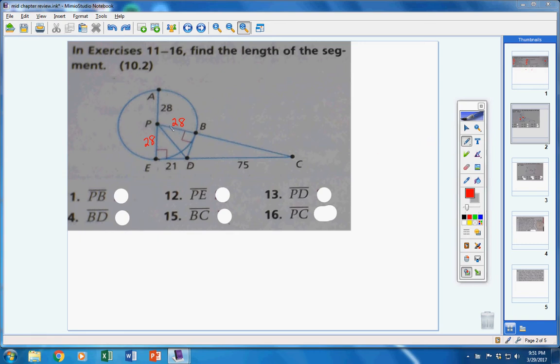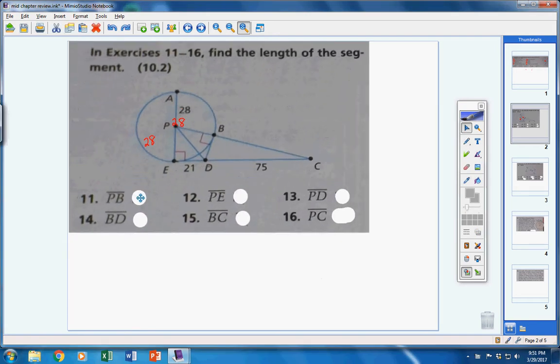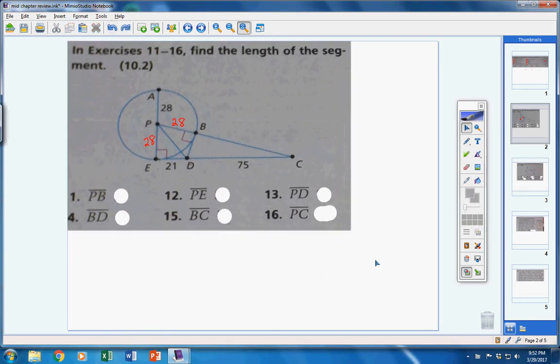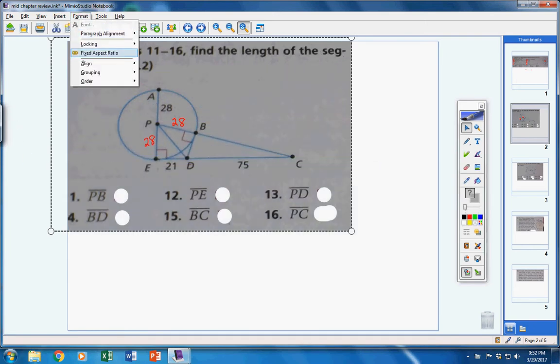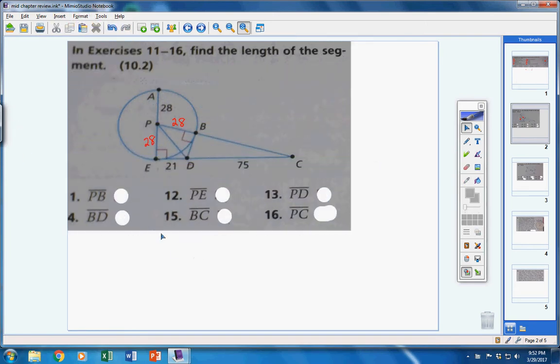Obviously segment PB is 28, and we've already labeled that, okay? So segment PB is 28 because PB is a radius. Pretty simple. I did not mean to do that, and I better ungroup these real quick. There we go. Alright, so 28. Number 12, PE. Well guys, PE is also a radius, so it's going to be 28 also.